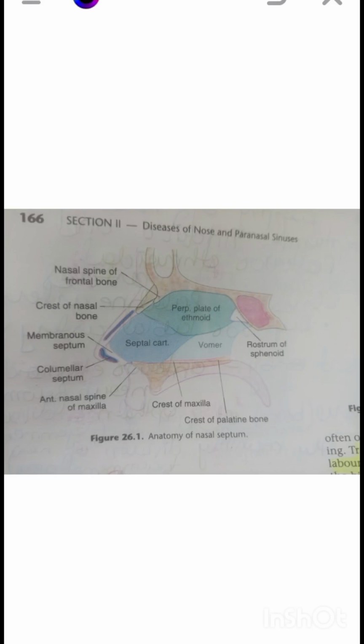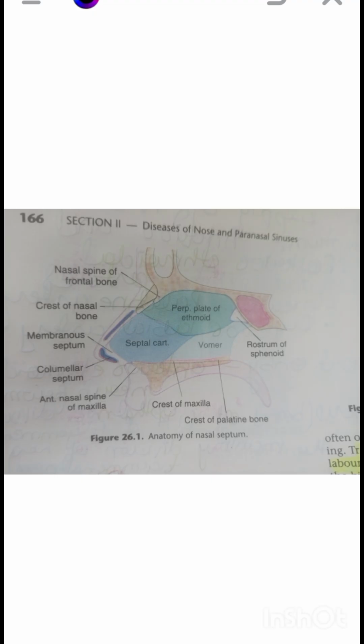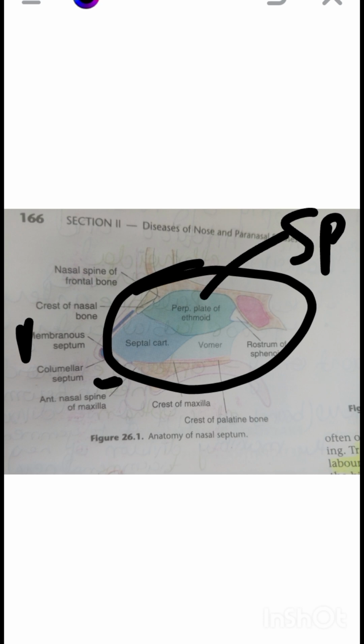In this video, I'm going to teach you about the diseases of the nose and paranasal sinuses, out of which I'm going to teach you about the nasal septum and its disorders. First of all, we can discuss the anatomy of the nasal septum. You can see here the columellar septum, here is the membranous septum, and all this part is the septum proper. Now, let us talk about them one by one.